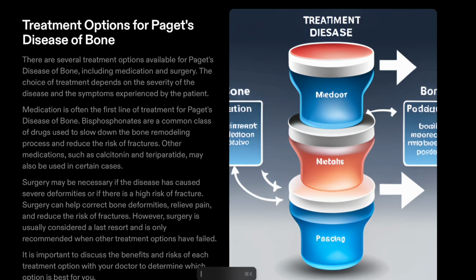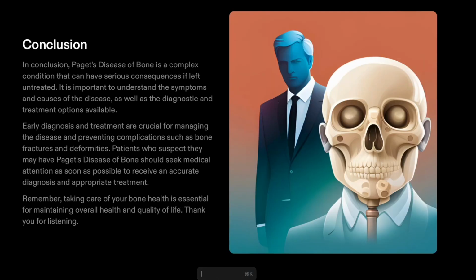Conclusion. In conclusion, Paget's disease of bone is a complex condition that can have serious consequences if left untreated. It is important to understand the symptoms and causes of the disease, as well as the diagnostic and treatment options available. Early diagnosis and treatment are crucial for managing the disease and preventing complications such as bone fractures and deformities.